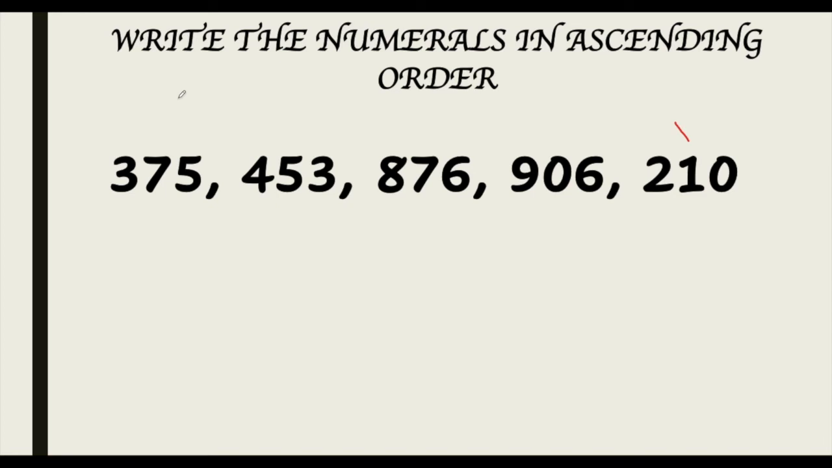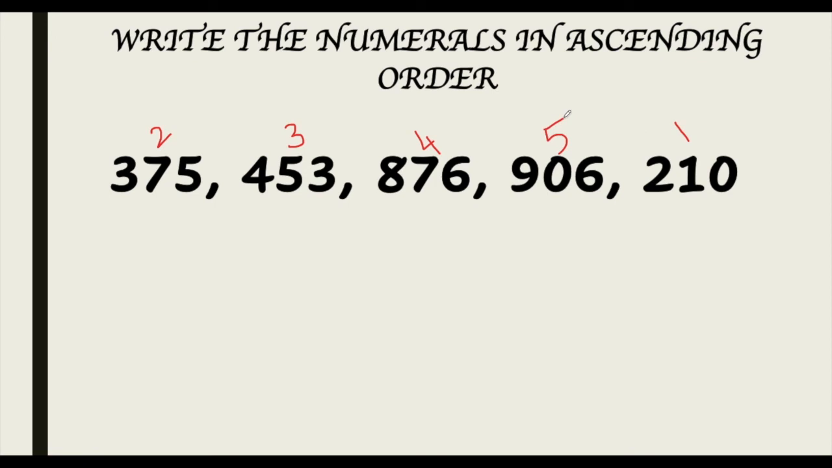Then after that we have 375 as the next smallest number. After 375 we have 4 in the hundreds place, which is 453. We can write it as 3. After 453 we have 876 and 906. When you compare these two numbers, 8 is the smaller, and 906 is the greatest number. So we'll write 876 in fourth place and 906 in the fifth place.